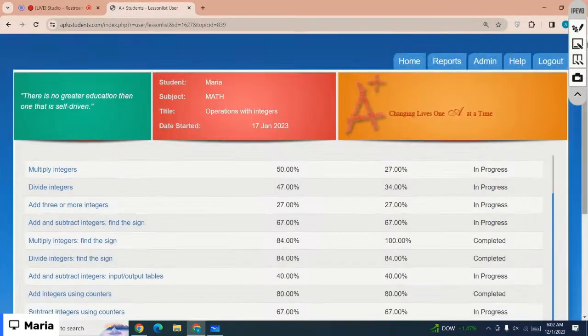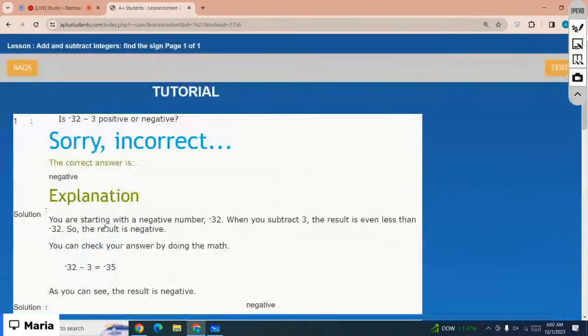So we have started this chapter earlier this week and we have learned addition, the rules for add integers, multiply integers, subtract and divide integers, right? Now we're going to apply these rules to find the sign of the integers. Let's just start with the first lesson, that is add and subtract integers, find the sign.